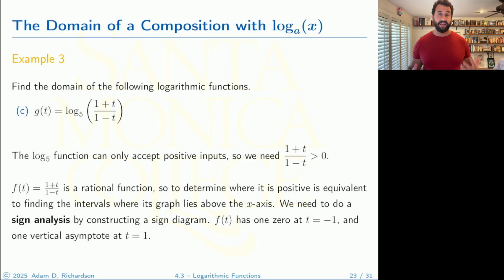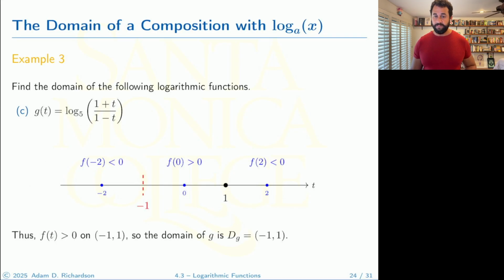So we're going to do a sign analysis, just like we did in section 3.9. We're going to create a sign diagram. We're going to plot all of the zeros and asymptotes of this function, and we're going to test values in between to find where things are positive or negative. Here we go. So this function on the inside, it's got a vertical asymptote at 1, and it's got a 0 at -1. So I plotted, wait, do I have that backward?